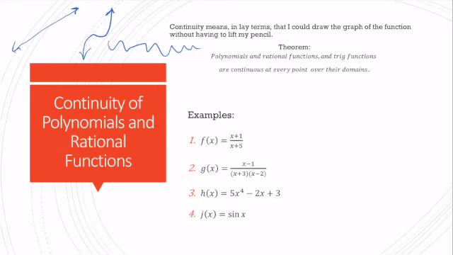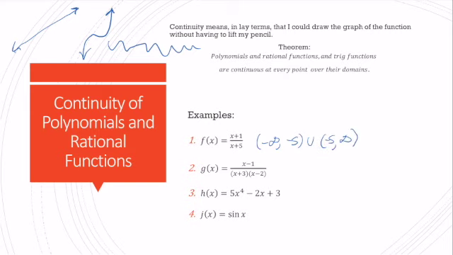So let's take a look at this. x plus 1 over x plus 5. Is this continuous at every single point? No, right? Here, my domain is not every single number, so I have to edit it. What's not in my domain? Negative 5. So it's going to be continuous from negative infinity to negative 5, union negative 5 all the way to infinity, right?